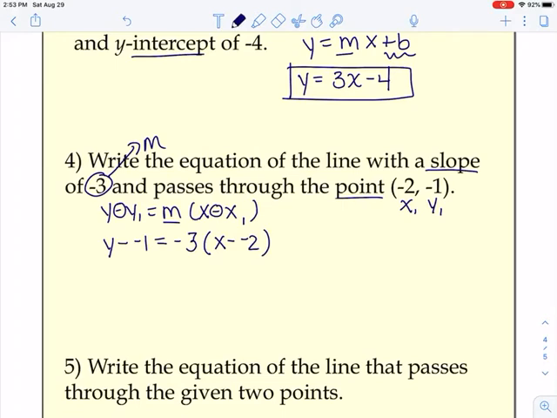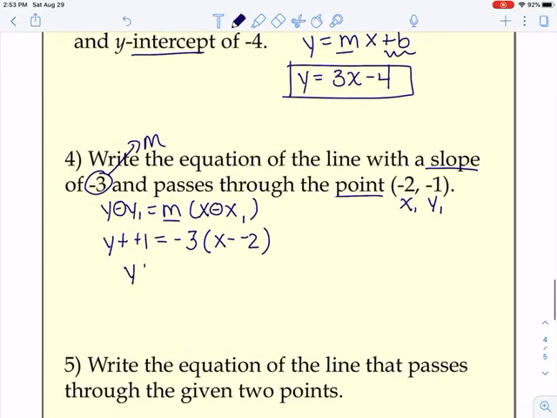Okay, we can clean this up a little bit. We don't like double signs when we're in this level math. So on the left-hand side, this double negative is going to become a positive. So we're going to have y plus 1. And on the right, we'll have -3. And again, same thing's going to happen there. The double negative will become a positive. So y plus 1 equals -3 times x plus 2 is going to be your final answer there.